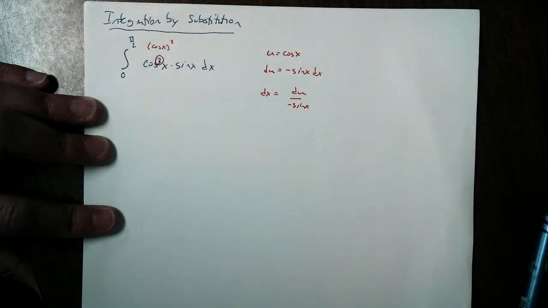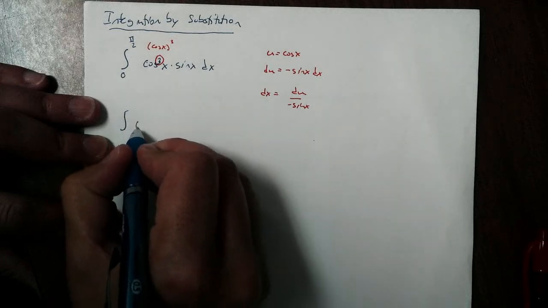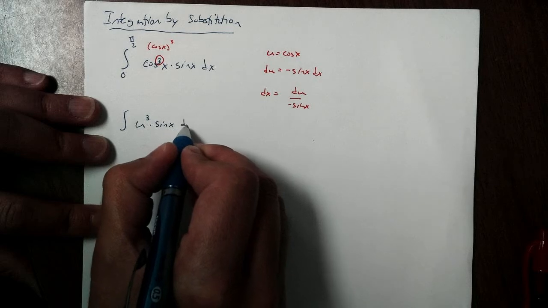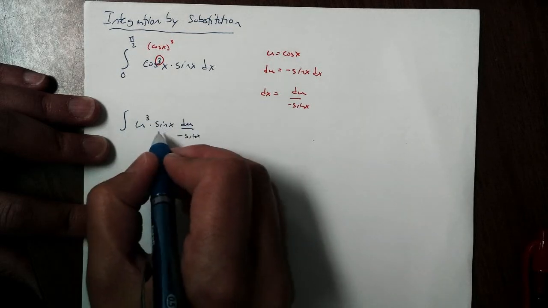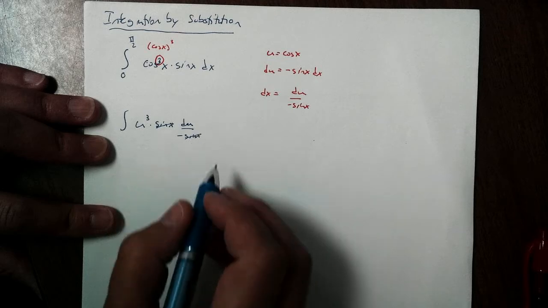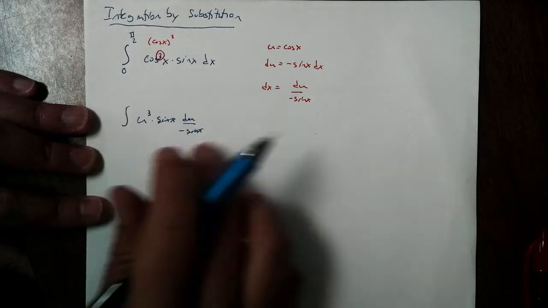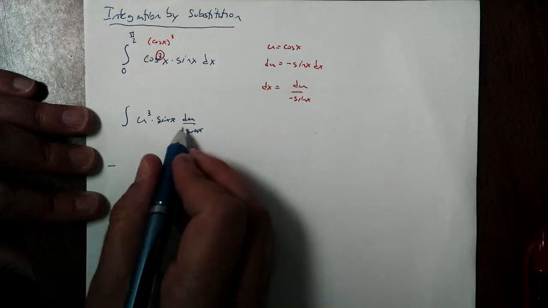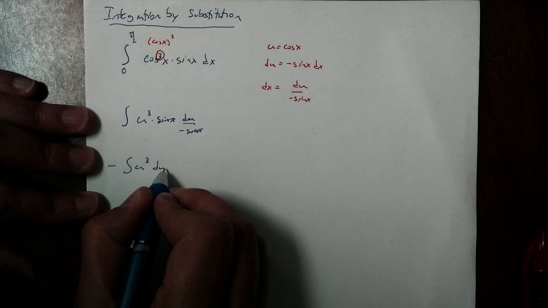Now when I rewrite my integral, u cubed times the sine of x, du over negative sine of x. And of course, just like before, those sine of x's cancel. Now notice I did not replace my domain yet. I'm going to replace my domain after I change everything. So what I'm left with now is this negative, can factor that negative out, u cubed du.